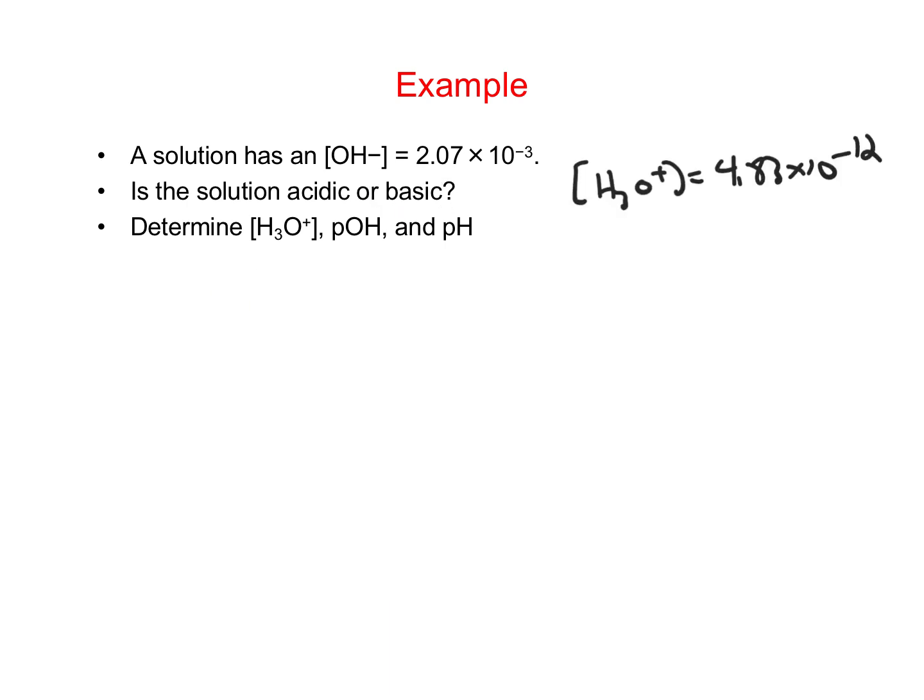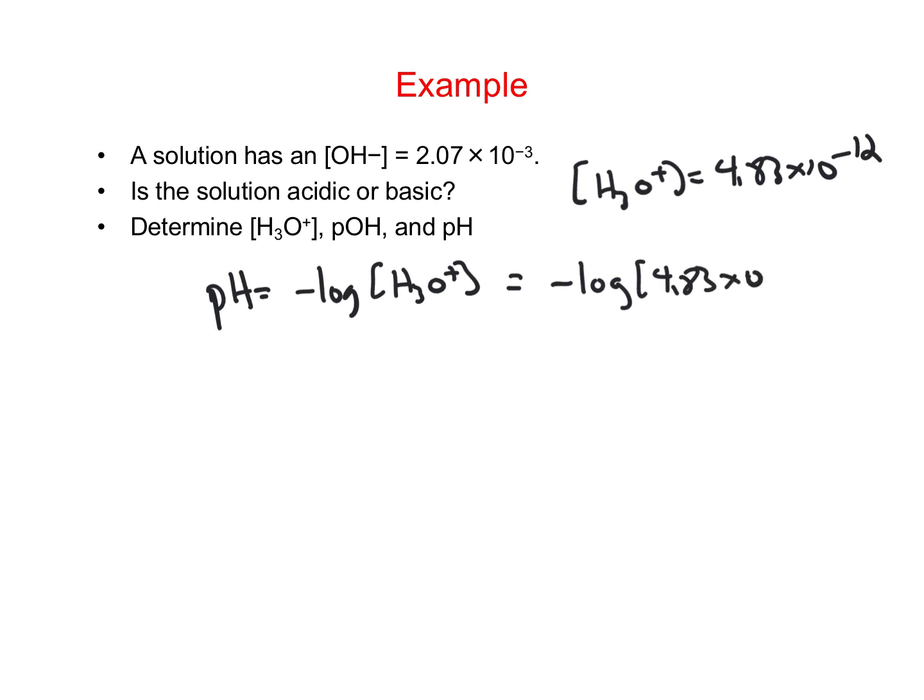All right, so from the last slide, we have the hydronium ion concentration and the hydroxide ion concentration we were given. So let's get the pH next. So the pH is just the minus log of H3O+. So that's minus log of 4.83 times 10 to the minus 12. And so that gives me a pH of 11.3.